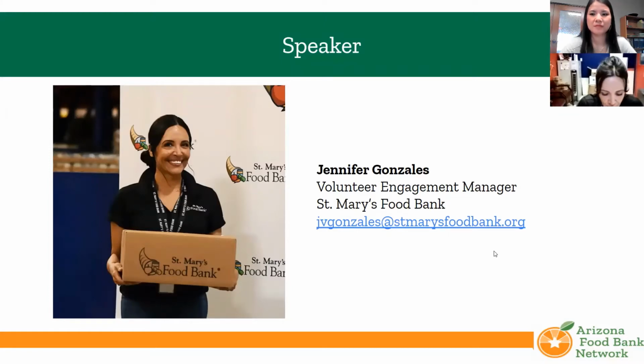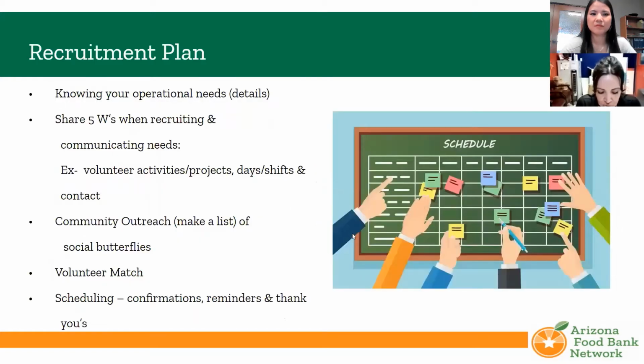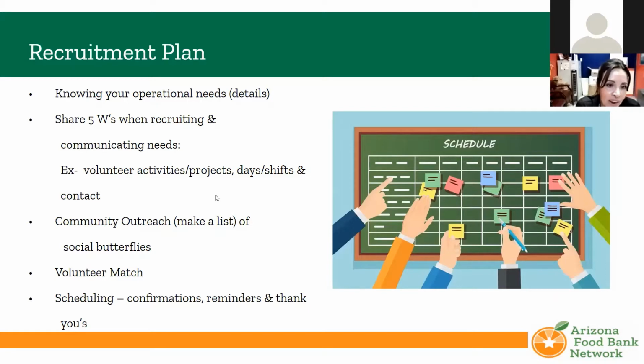So when you're starting your recruitment plan, you always want to have a nice list of what your operational needs are, with details. Whether you need people to distribute food or pack or in your pantry, wherever it may be, you always want to know exactly what your needs are. And when you're reaching out to volunteers, you want to be able to share with them, and I always use the 5 W's. So you want to be able to say where the activity is going to take place, when, how, what they're going to be doing. You always want to give as much detail as possible when you're recruiting. The more information that you're able to share with volunteers, the better. And then you will be able to build a successful relationship with them. So super important to just give them all the details and all the facts.